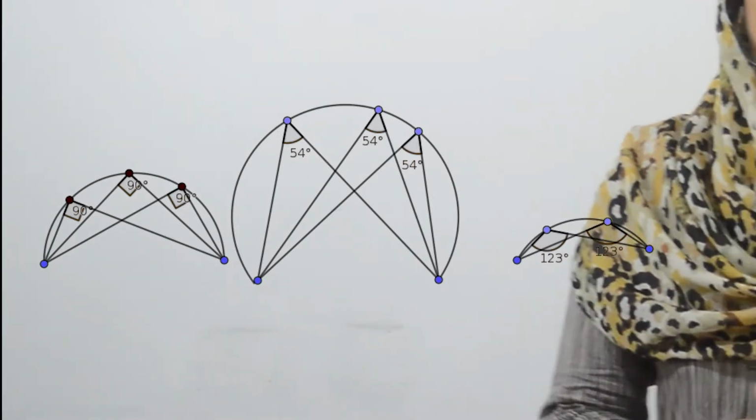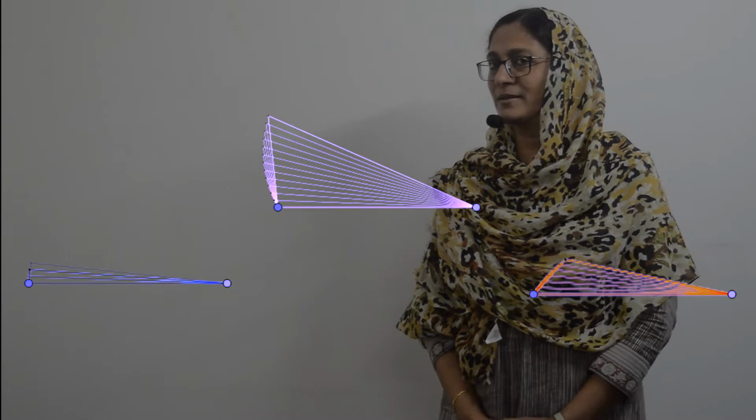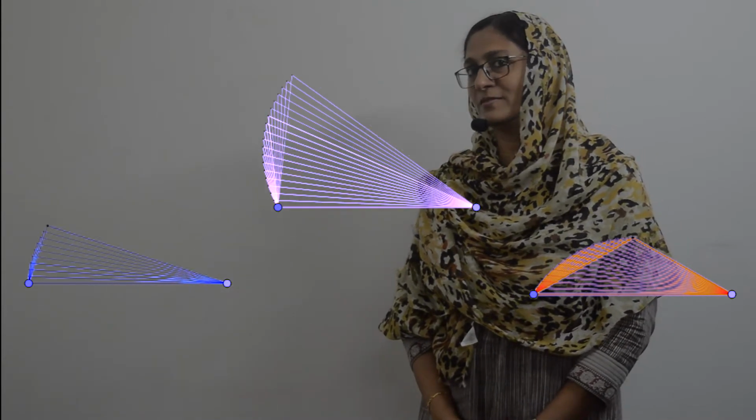So what have we just seen? We have just seen that all angles in a semicircle are 90 degrees. All angles in an arc that is greater than a semicircle will be less than 90 degrees, and all angles in an arc that is less than a semicircle will be greater than 90 degrees. Take a look at these beautiful patterns created by the ideas we have just studied. Nice, aren't they?